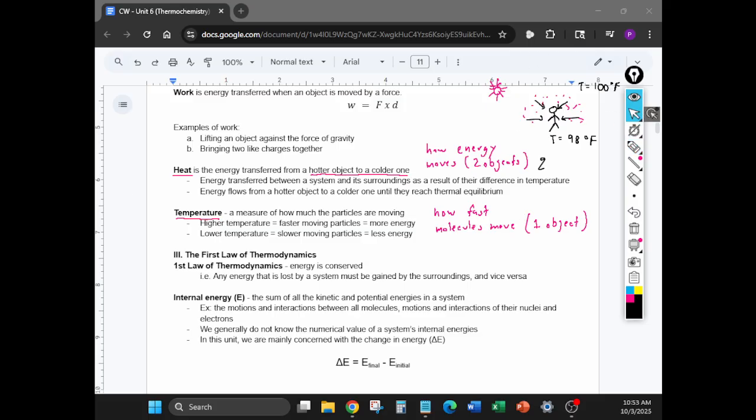All right, any questions on the difference between heat and temperature? I know it's a lot of definitions right now. We'll get into the actual stuff in a second.